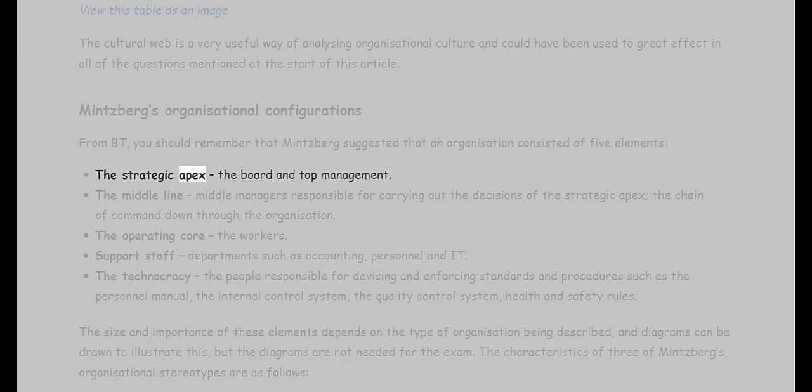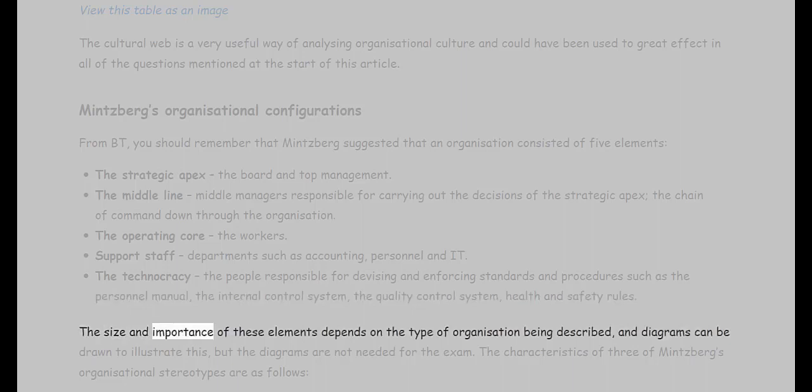The strategic apex, the board and top management. The middle line, middle managers responsible for carrying out the decisions of the strategic apex, the chain of command down through the organization. The operating core, the workers. Support staff, departments such as accounting, personnel and IT. The technocracy, the people responsible for devising and enforcing standards and procedures such as the personnel manual, the internal control system, the quality control system, health and safety rules.